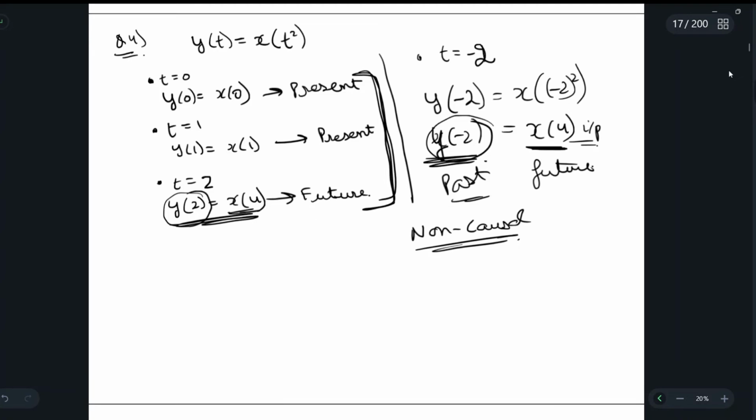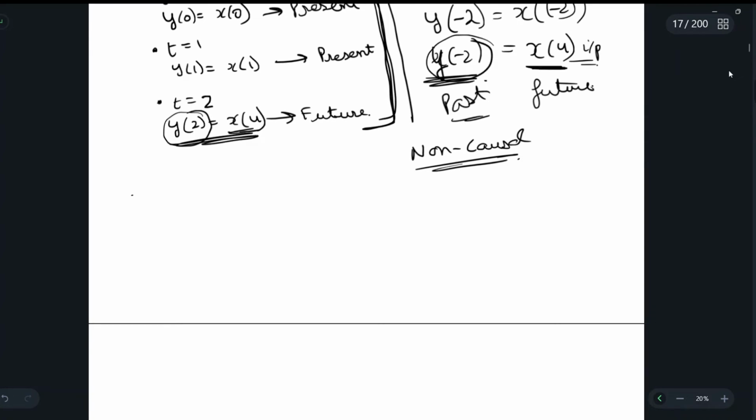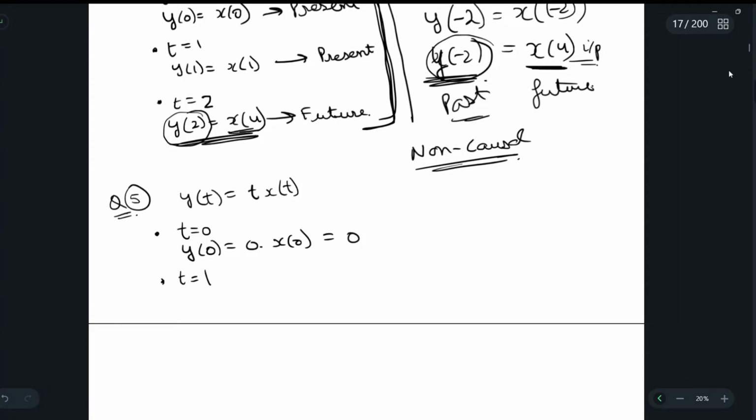Now guys, let us move on to the fifth question, that is question number 5. Suppose we have a function that is y of t is equal to t into x of t. So now let us put t is equal to 0. First case, you will get y of 0 is equal to 0 dot x of 0, and you will get 0 over here. And similarly, now let us put t is equal to 1. Now we will put y of 1 is equal to 1 dot x of 1. You will get x of 1 over here.